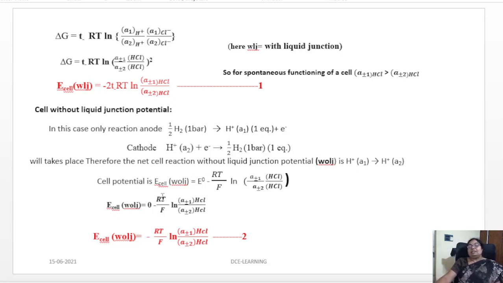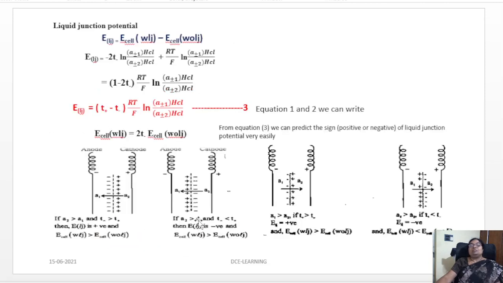Then the overall reaction without liquid junction potential: E cell equals minus RT ln of A1 of HCl over A2, because the number of electrons involved in the cell is only one. So we put RT by F, ln of the activity A1 of HCl to the activity A2. So this is the E cell without liquid junction potential.